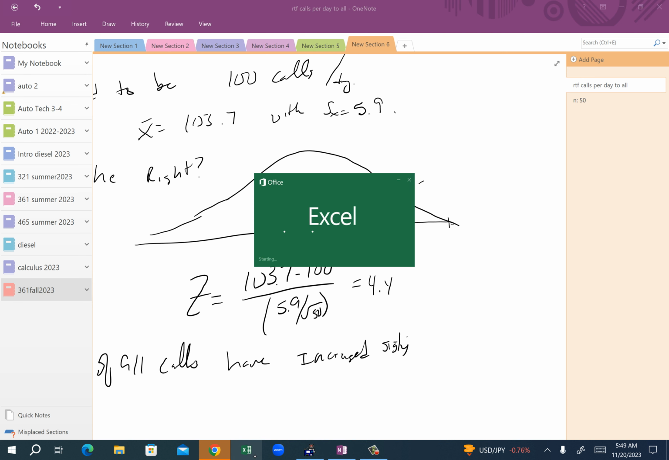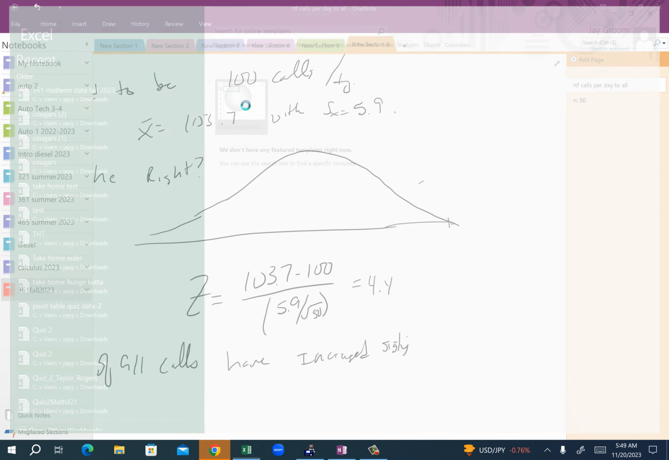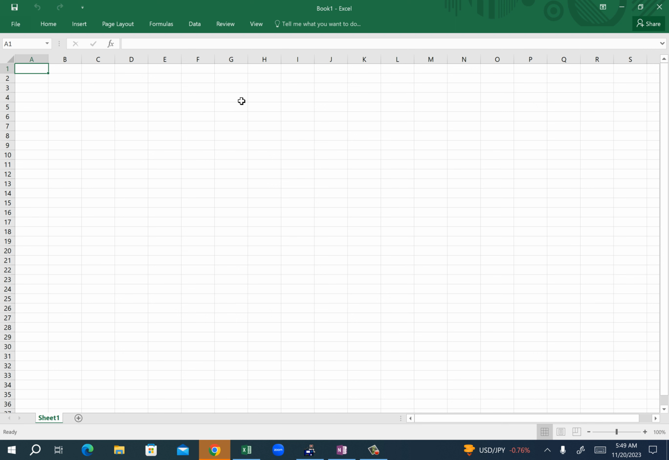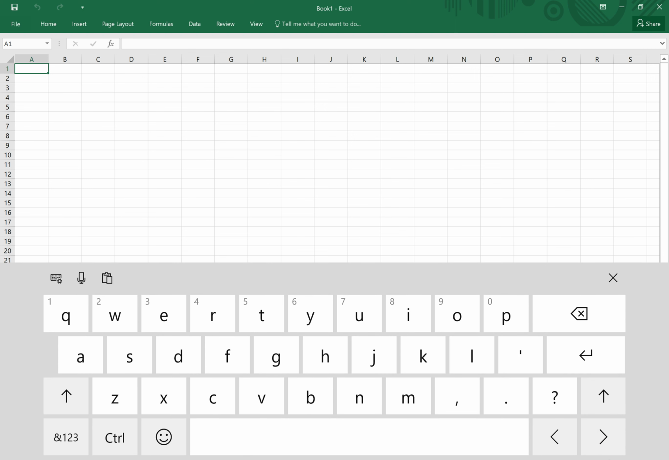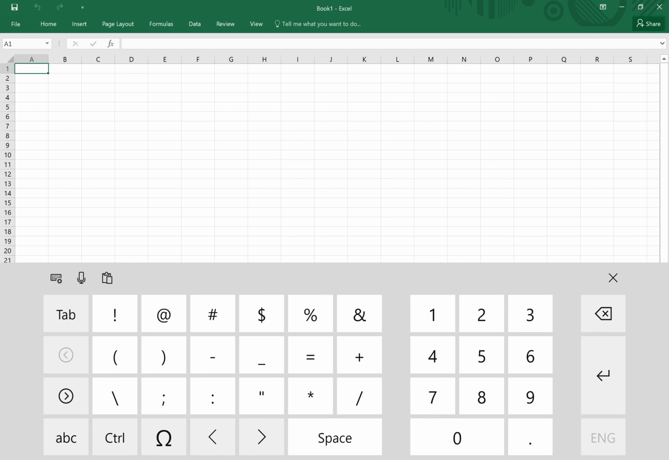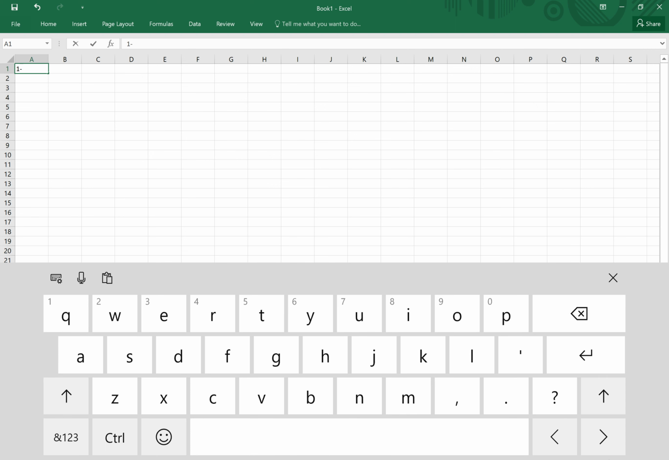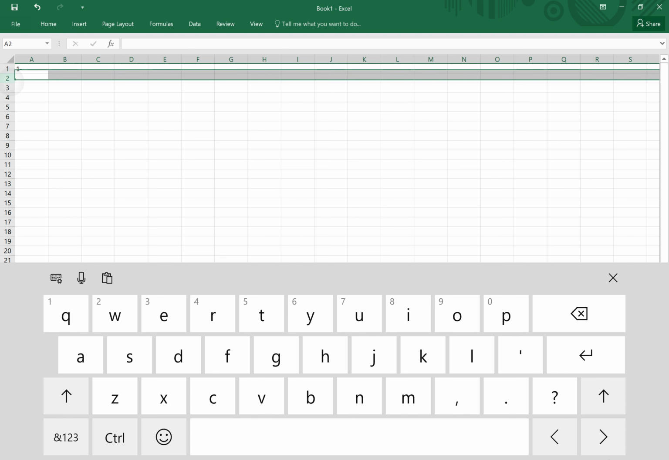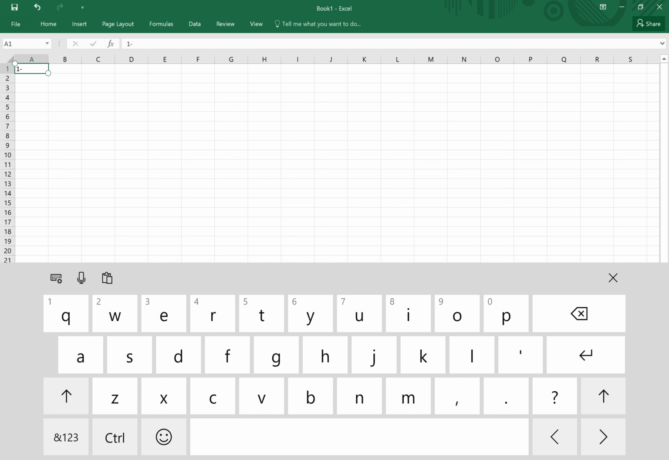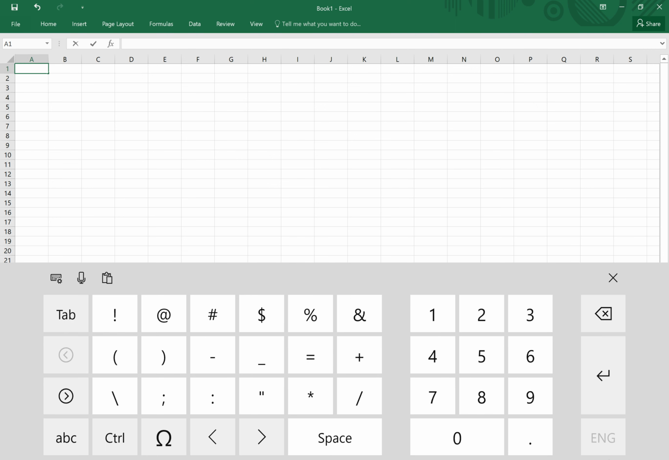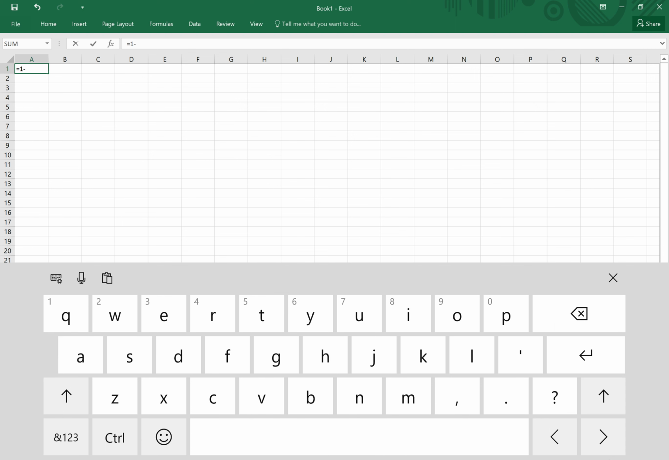So in Excel, we'll do this one first. I should have done this one. I never found the p-value. I know there's basically no chance that it happened, though. I do know that. So what I'm going to do here is equals, and of course it's an upper tail, so I'm going to do 1 minus. Maybe if you put an equal sign there, it would help. Try again. Equals 1 minus NORM.S.DIST 4.4.